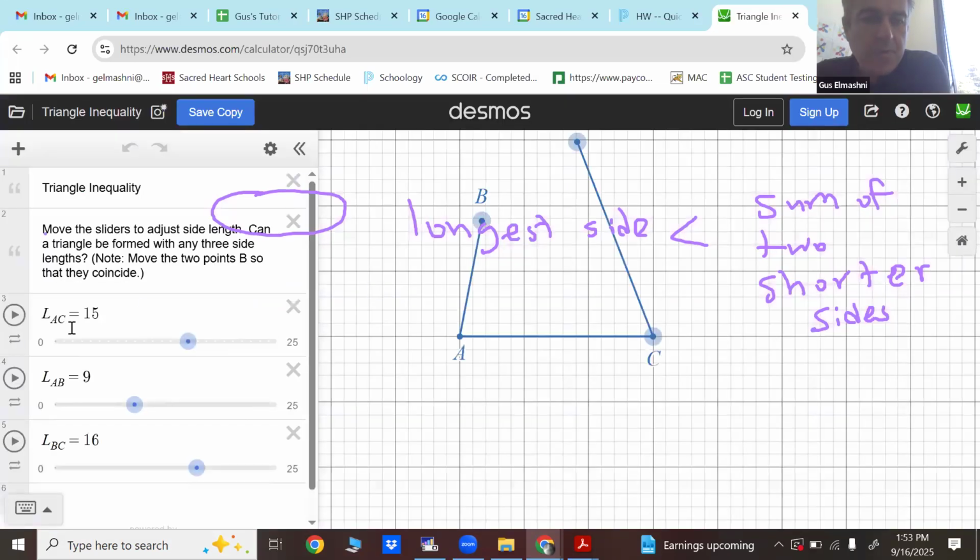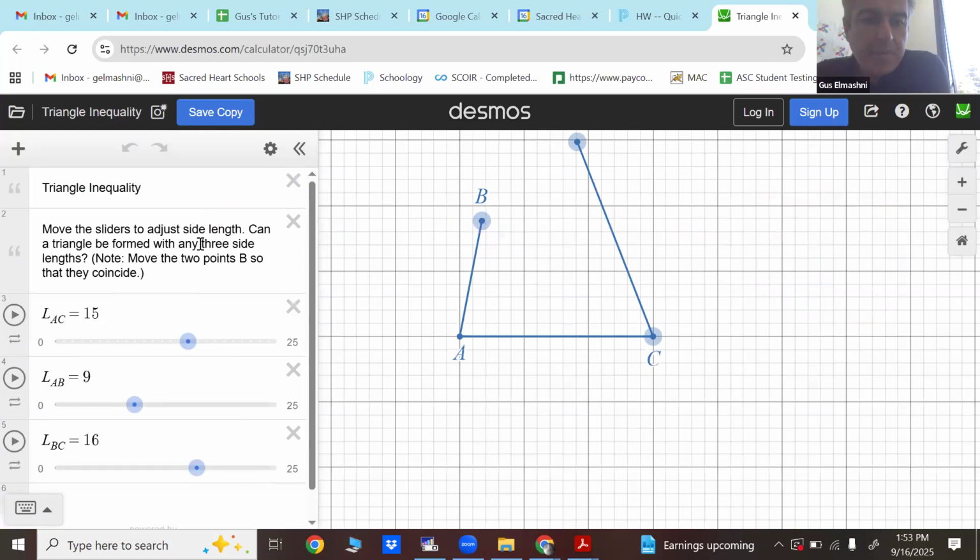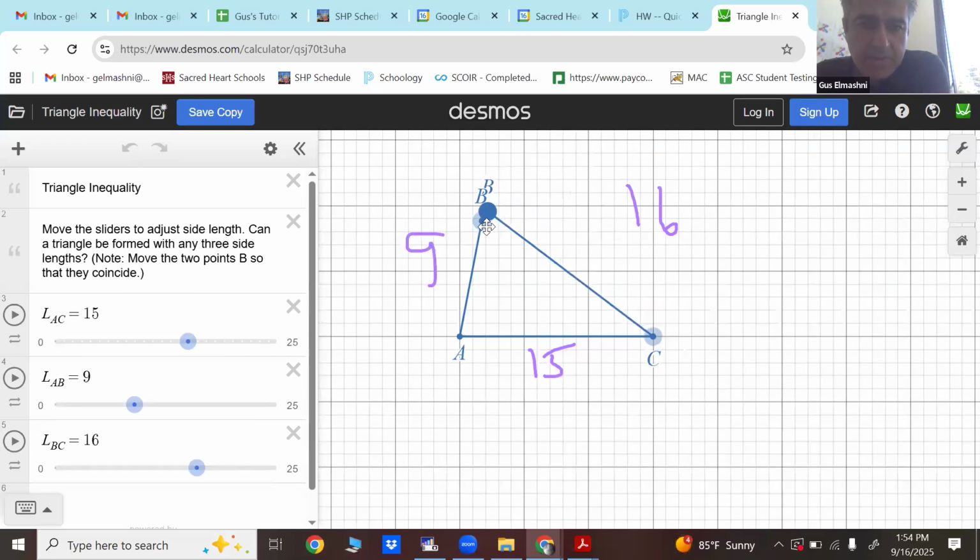Okay, let me go and clear this for a moment. So right now, my side lengths are AC is 15. BC is, well, when I connect it, it's going to be 16. And AB is 9. So if I were to move this, yeah, they could link up. So that's a possibility, right?